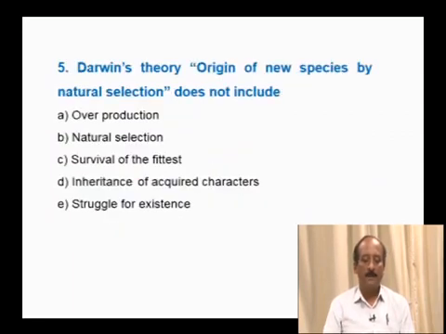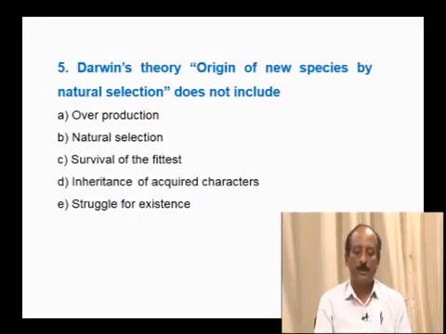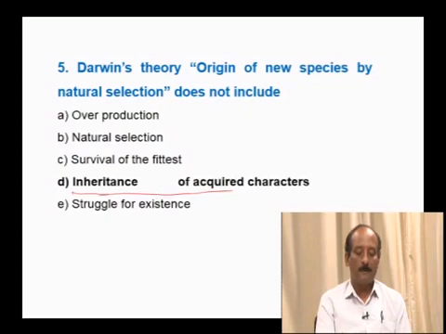Question number 5. Darwin's theory, origin of new species by natural selection, does not include: overproduction, natural selection, survival of the fittest, inheritance of acquired characters, struggle for existence. According to Darwinism, he explained overproduction, natural selection, survival of the fittest and struggle for existence, but the inheritance of acquired characters was proposed by Lamarck. Yes, the correct answer for this question is inheritance of acquired characters.